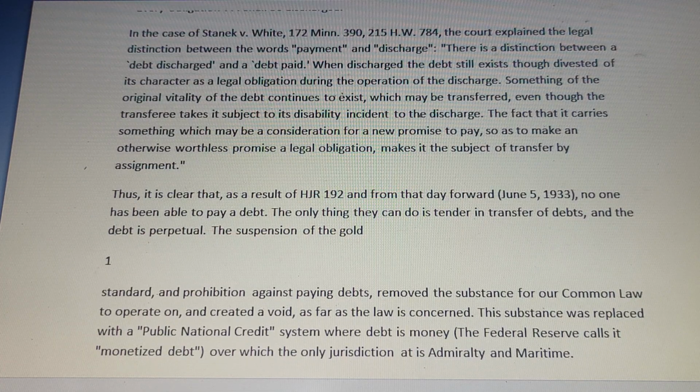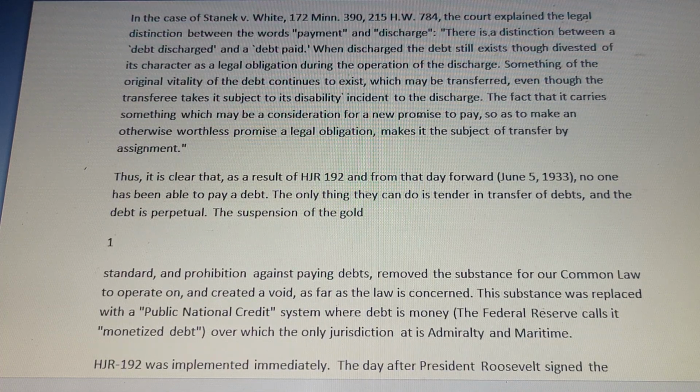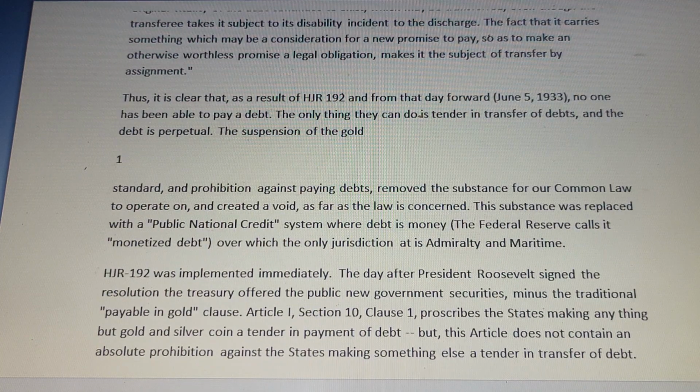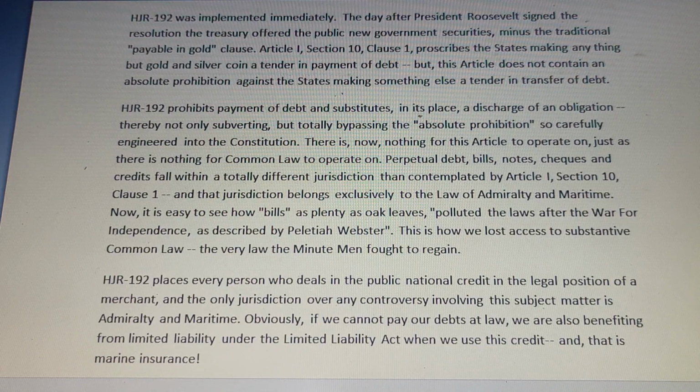The suspension of the gold standard and prohibition against paying debts removed the substance from our common law to operate on and created a void. As far as the law is concerned, this substance was replaced with a public national credit system where debt is money. The Federal Reserve calls it monetized debt, over which the only jurisdiction is admiralty and maritime. HJR 192 was implemented immediately.